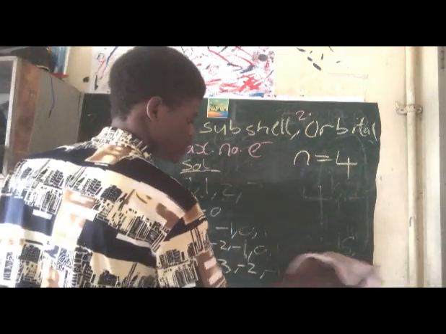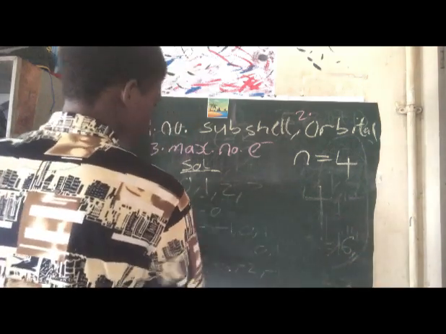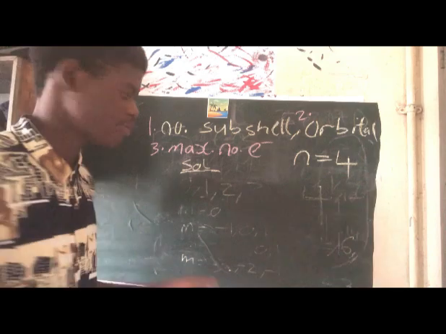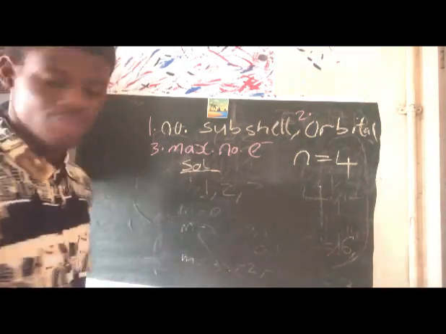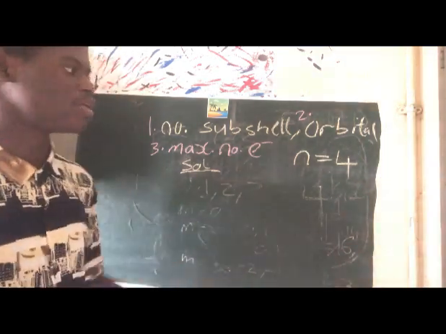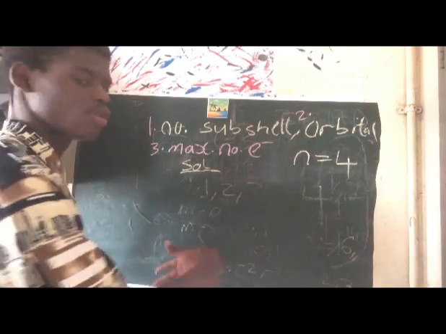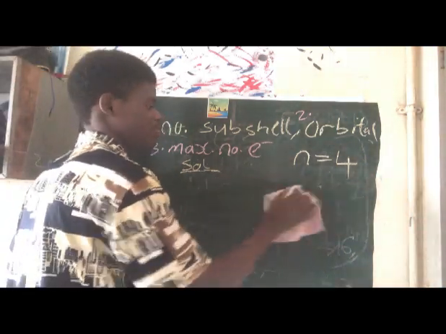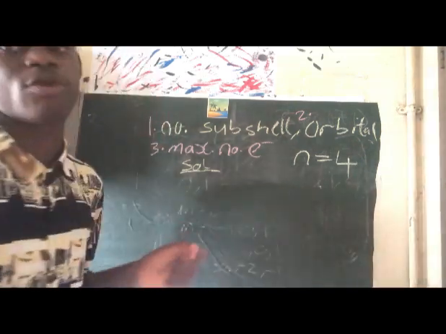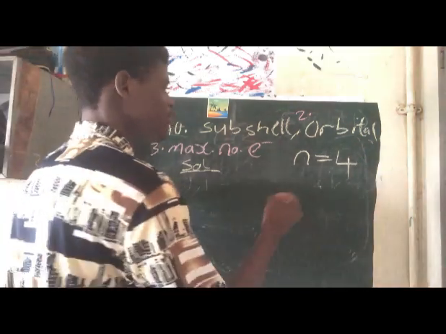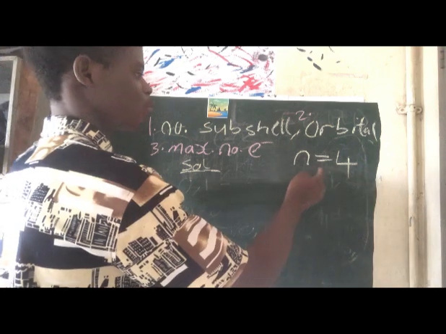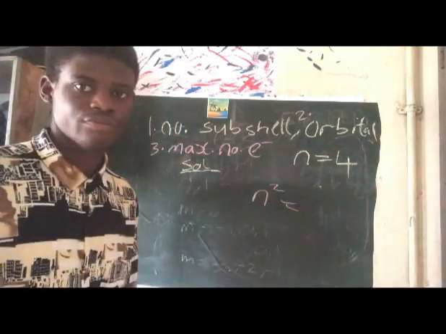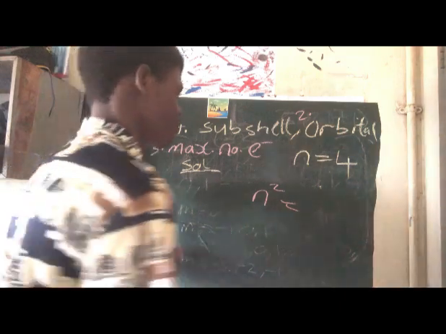If they ask you to find the number of subshell, of course that one is fast already. If they ask you to find the maximum number of electrons, that one is fast too. But if they ask you to find the number of orbitals, instead of doing those magnetic quantum numbers, those -3, just square the principal quantum number, and I'll explain why. If the principal quantum number n is equal to 4, the number of orbitals will be n squared, and that will be 16.